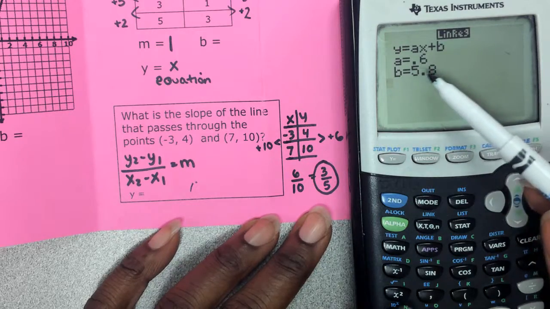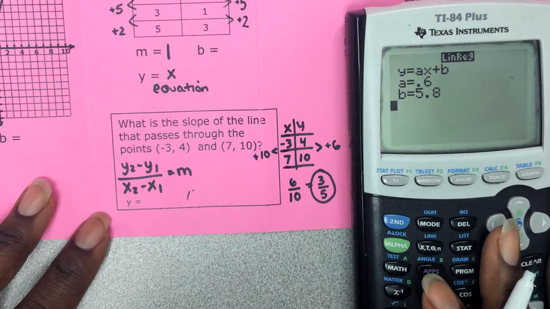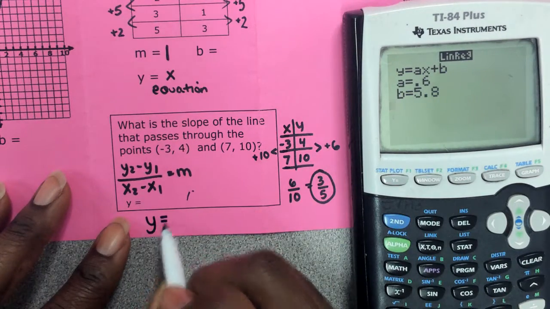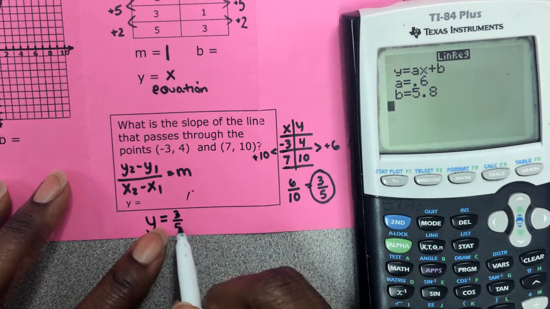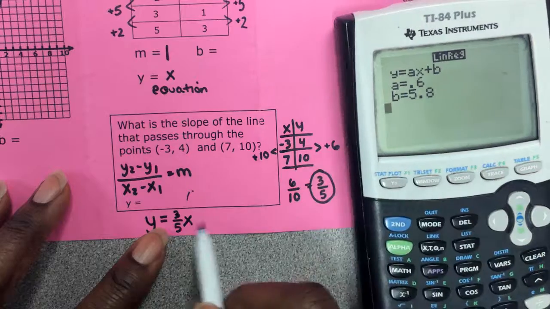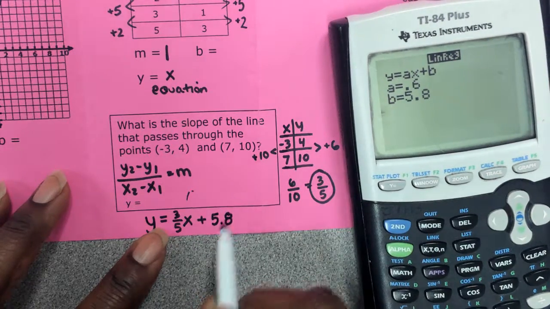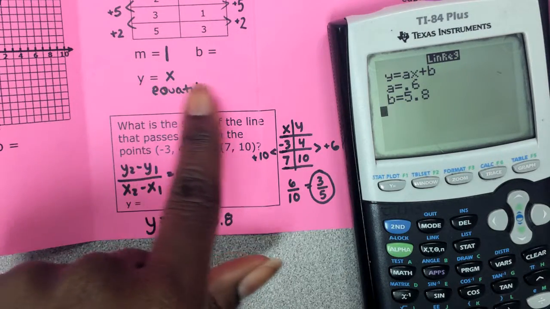The b value is 5.8. Uh-oh, something's not right. Oh, no, it is right, sorry. So the equation, which is 0.6, we already found out what the slope is. So we already know that's 3 over 5x plus the b. I'll show you the b for this one. But for the one above it, you better already have written in the b and the full equation.